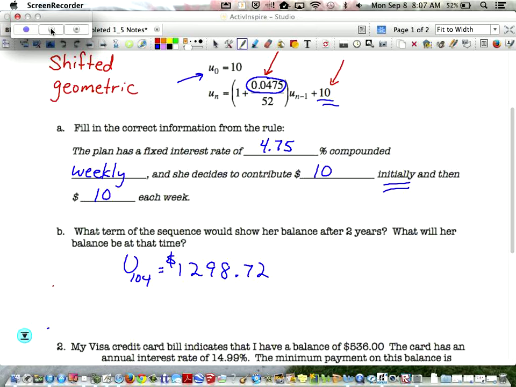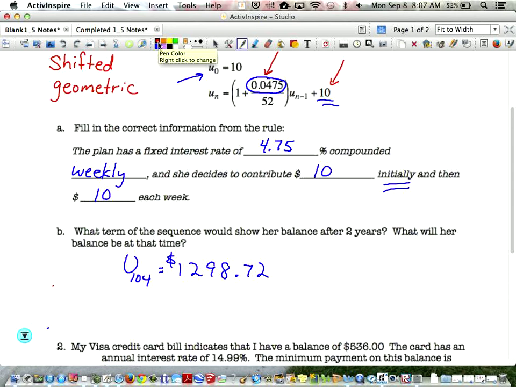How much money did she invest? A lot. $10, plus $10 every week. $520 in the first year, right? An additional $10 per week, plus 1,040. So how much? 1,040. Oh, 1,050.